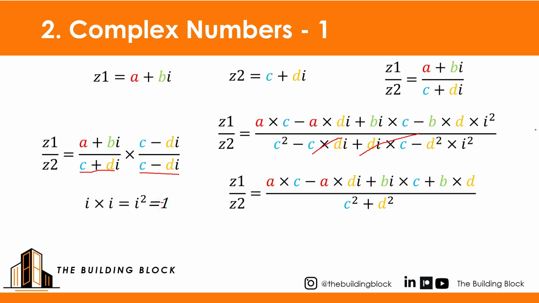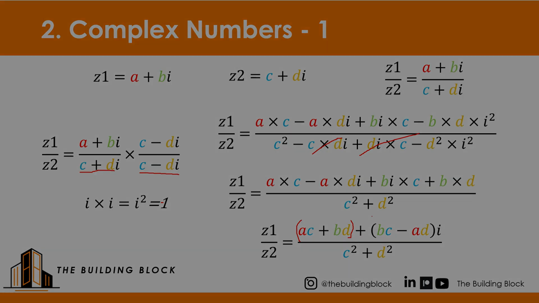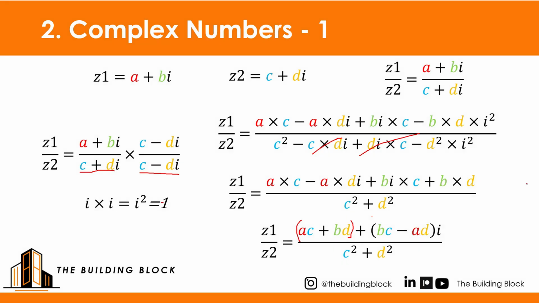Now, for the numerator, we distribute again using the same distributive property, and then we combine the terms, the real parts and the imaginary parts. So the final result is (ac plus bd plus (bc minus ad)i) divided by (c squared plus d squared). That's how you divide complex numbers.